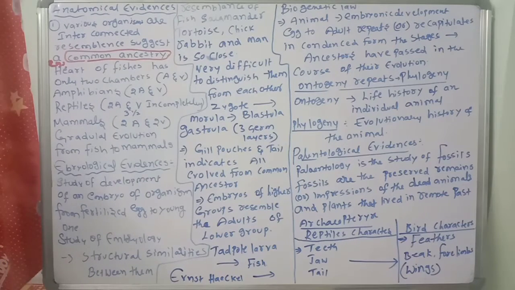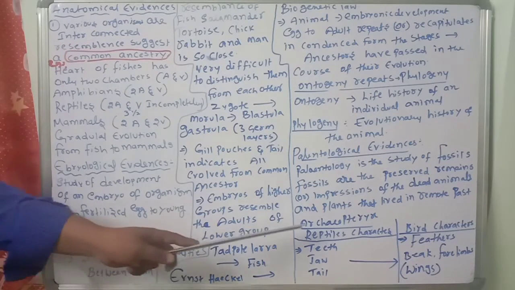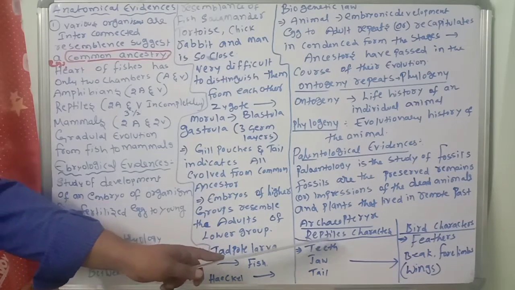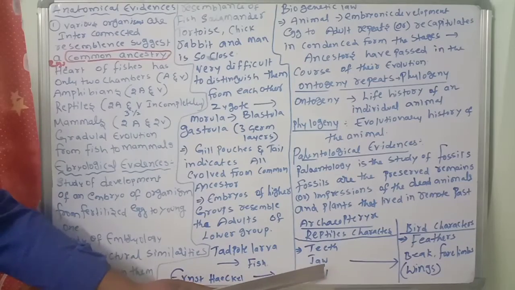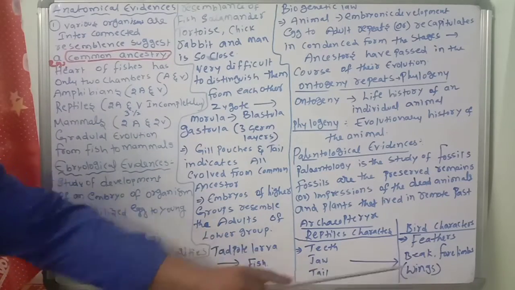For example, dinosaurs. So easily we can tell that Archaeopteryx is the connecting link, the missing link between reptiles and birds. Reptile characters: teeth, jaw, tail. Bird characters: feathers, beak, wings.